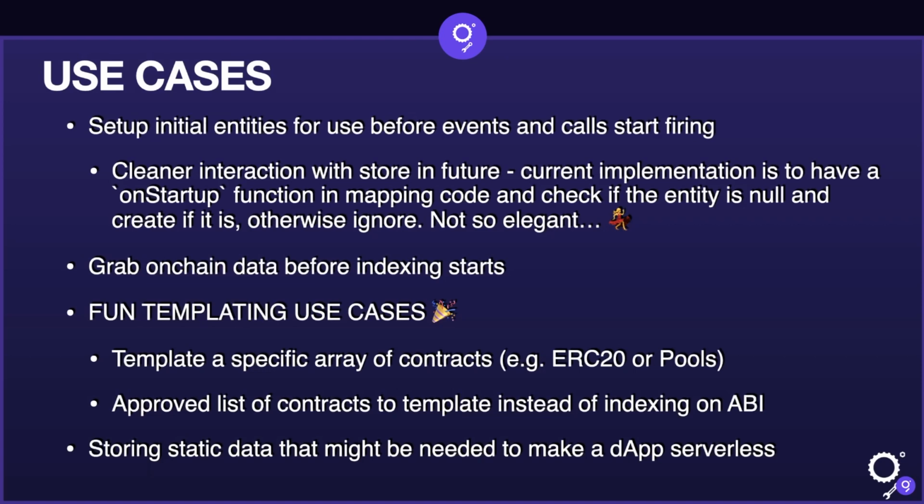Some of the use cases are to set up initial entities before your events and calls start firing. As a lot of us who are building subgraphs know, you sometimes have entities like global entities and some other entities which you set up before you start, or you set up once on startup, and usually you would have maybe an on-startup function. The way that you would get around this in the past is that you would check if this entity is null, then you would set it up.